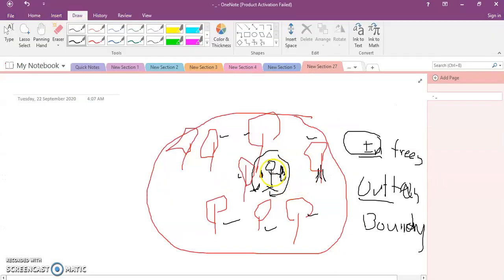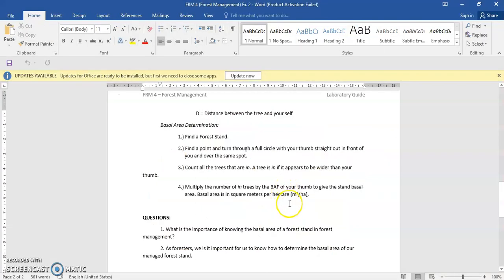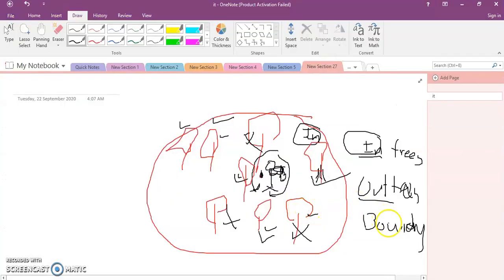Now, if the tree is less than the size of your thumb, you do not include it in the count. For example, this one is big, this is in. Check, count it. This one is out, this one is in. That is how you identify the in trees, the trees bigger than your thumb, and the out trees, the trees smaller than your thumb.